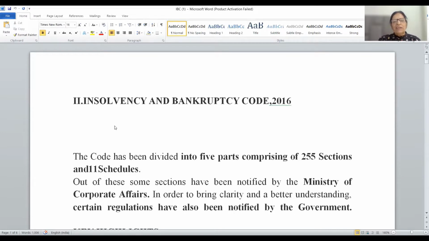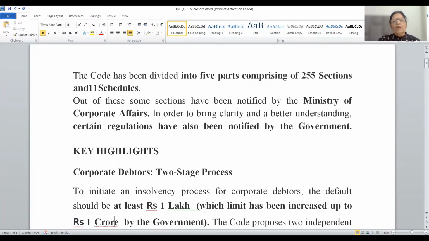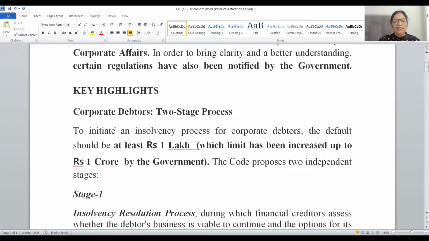The code has been divided into 5 parts comprising of 255 sections and 11 schedules. Out of these, some sections have been notified by the Ministry of Corporate Affairs in order to bring clarity and a better understanding, certain regulations have also been notified by the government. So let us take up now the key highlights of this IBC 2016.